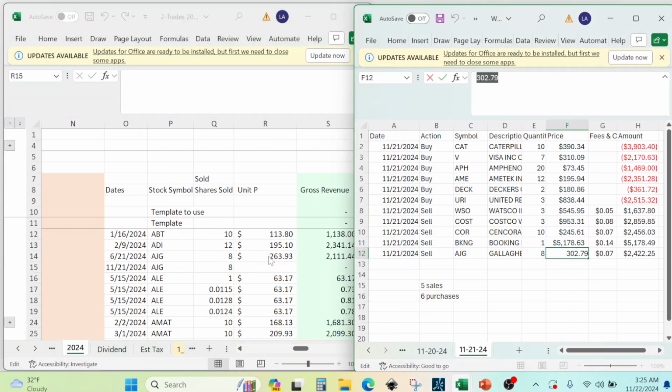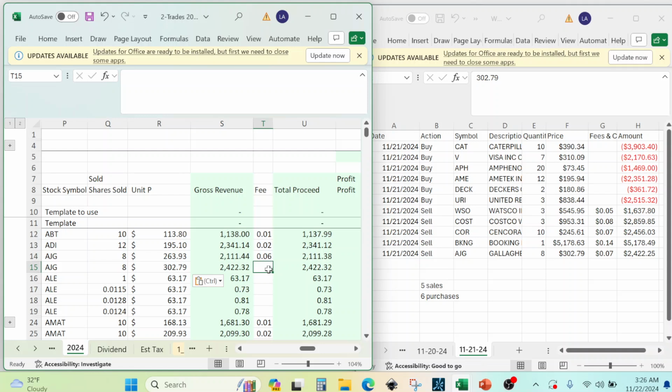Copy that. We sold it. I think we might pay the fee. The fee went up. And we made $27 profit on that as well.